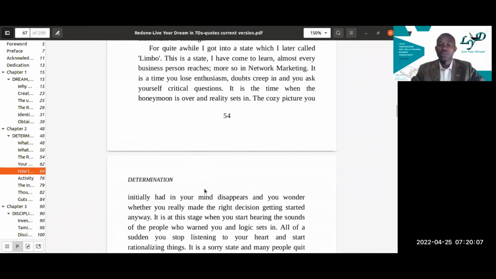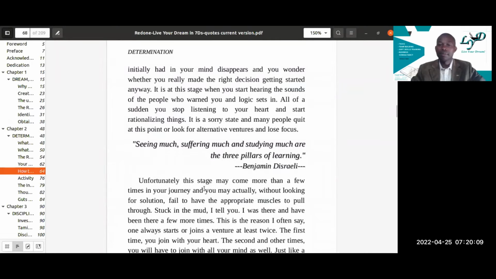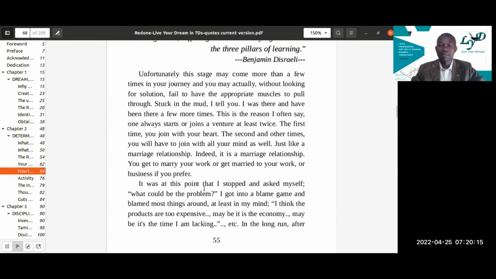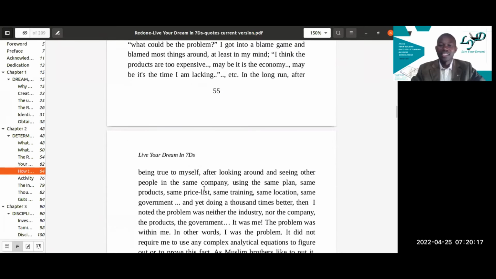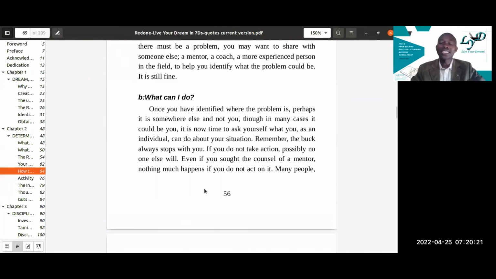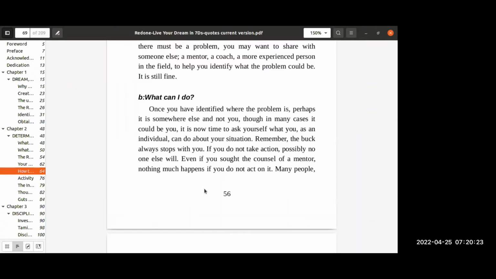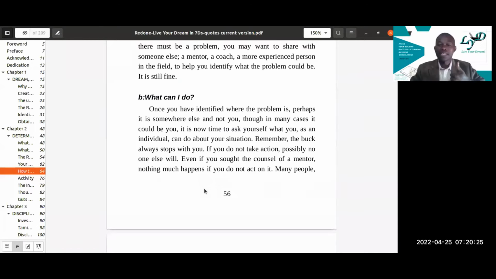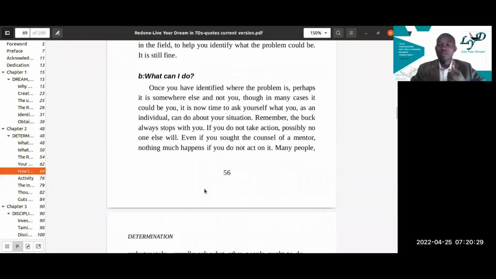Seeing much, suffering much, and studying much are the three pillars of learning by Benjamin Disraeli. And we moved on to number two, which is what can I do? I now know the problem. Is it something I'm familiar with? Is there anything I can do? And the moment we know what to do, then at least we can start doing it.